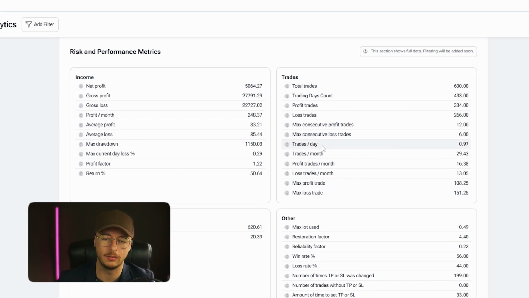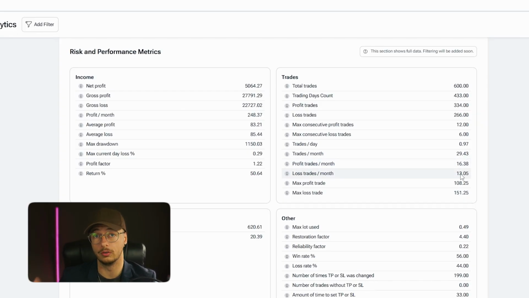Then we can come down to trades a day. That's basically I do 1 or 2 trades a day, so here it's marked out as 1, and the trades that I do per month are 30. So let's say 20 trading days, I do an average of 2 trades a day, so basically the average is 30. Then the profit trades a month and the losing trades per month, this obviously must be positive.